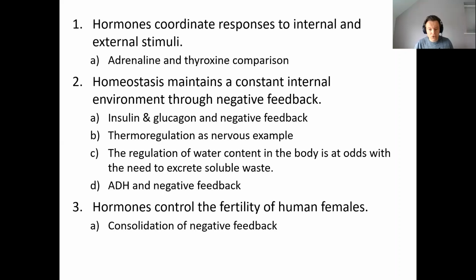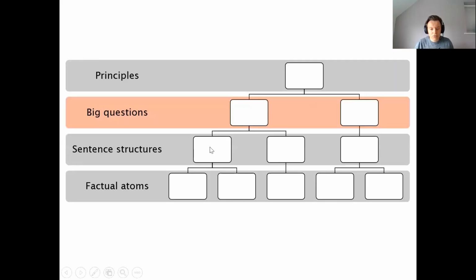I'm going to focus now, everything from this point on, on principle number 3. So we're going to look at this idea of hormones controlling the fertility of human females. The reason I'm doing that is because as I move down my hierarchy here, it's going to get harder and harder for me to talk about everything all at once. So we're focusing on an individual point now.